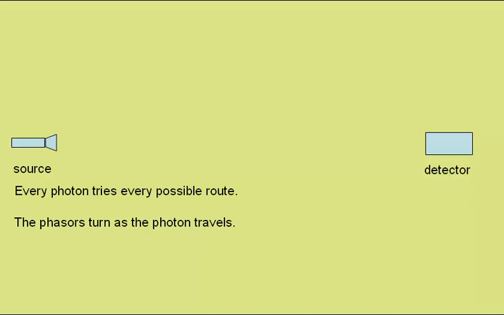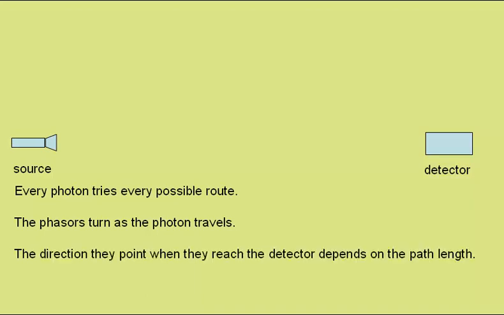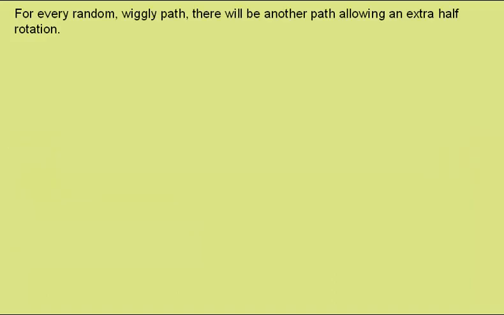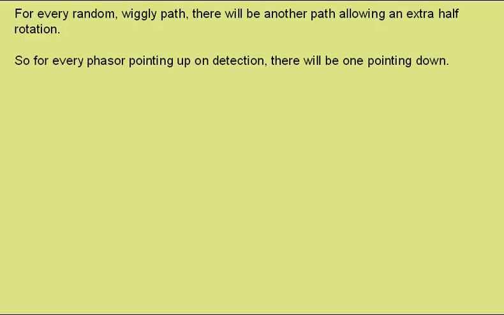The phasors turn as the photon travels. The direction they point when they reach the detector depends on the path length. The longer they travel, the more turns they make. For every random wiggly path, there will be another path allowing an extra half rotation. So for every phasor pointing up on detection, there will be another one pointing down, like this. The sum of these phasors is 0. They add in the same way as vectors.